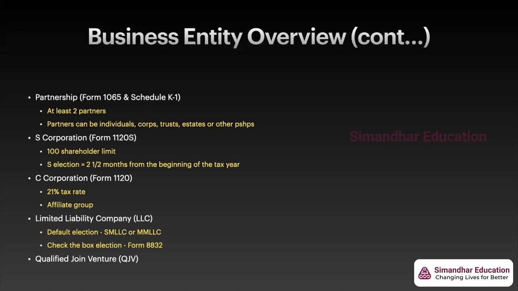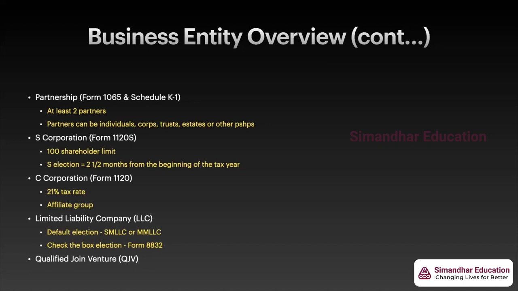When we talk about S corporation, now S here stands for small corporation, right? So S corporations usually file Form 1120S with the IRS. It is a hybrid structure, I would say, when compared to C Corp and partnership. It has features of a partnership while also retaining some features of a corporation, and that's why it's called a small corporation or S Corp. It has a 100 shareholder limit. Now, this is the maximum limit on how many members can be included in an S Corp.